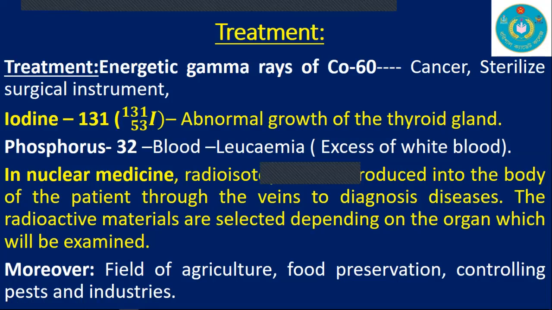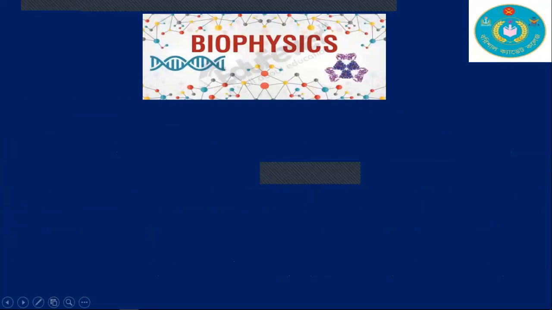Another one is gamma ray of cobalt 60. We use this for cancer treatment and to sterilize surgical instruments.